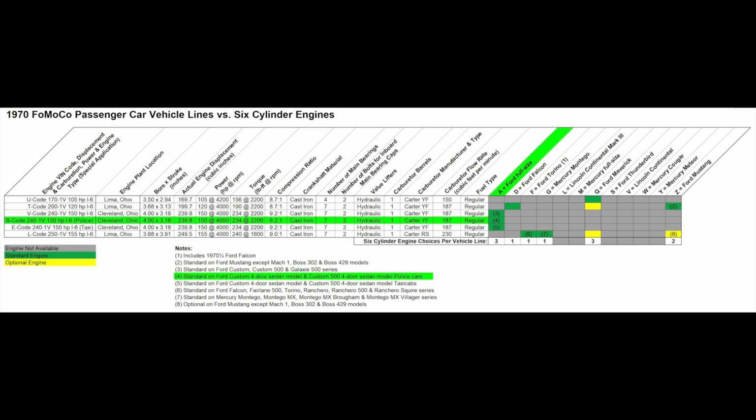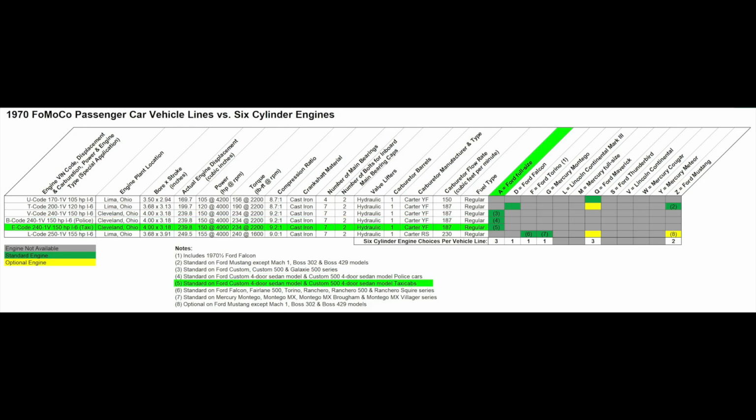The engine had a cast iron crankshaft that rode in 7 main bearings, with all 7 crankshaft main bearing caps having 2 bolts each. Additionally, the engine had hydraulic valve lifters, a Carter YF one-barrel carburetor that flowed 187 CFM, and burned regular fuel. I don't have any images in my FoMoCo photo archives of a 1970 Ford full-size car with a B-code 240 one-barrel inline-six police engine, but it would look visually similar to the 3 images of the V-code 240 one-barrel engine in the 1967 Ford Custom two-door sedan shown at the end of the previous section.